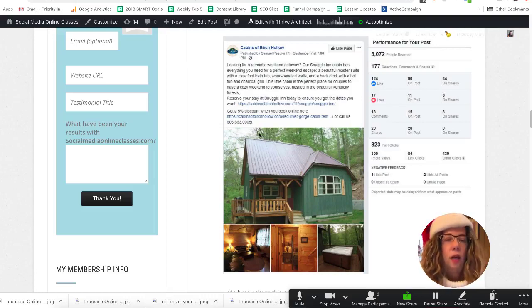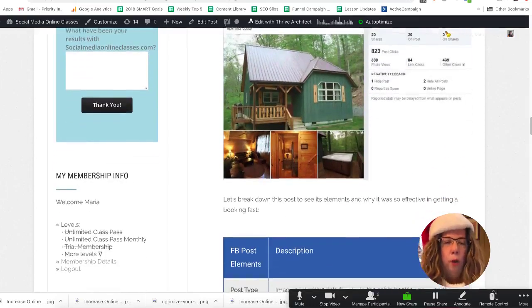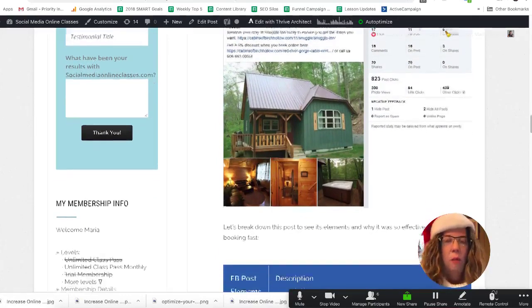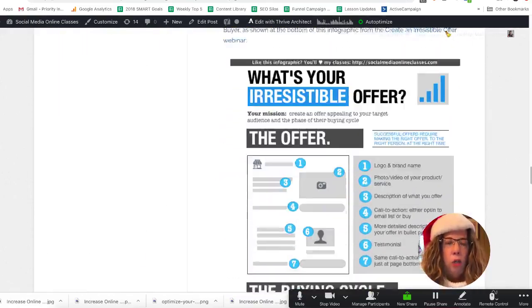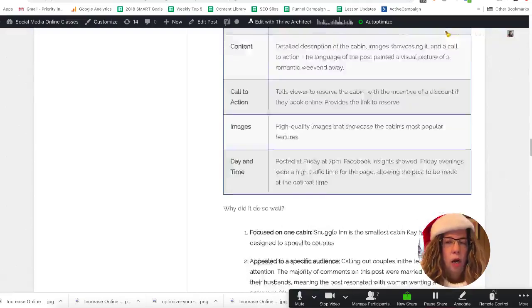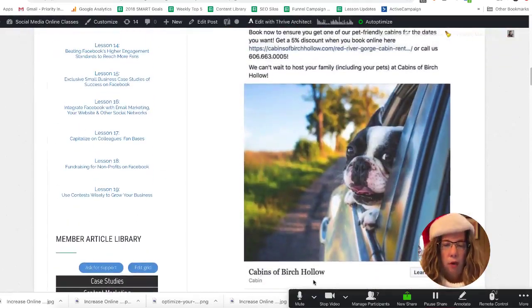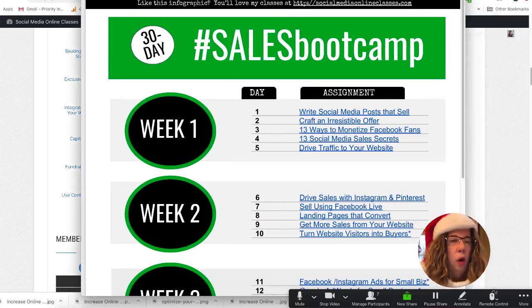So this post was about one cabin, and it was so popular that women were tagging their husbands on it to get them to book it. So again, no ad, just a basic social media post. And we break down exactly what you need to do here in this. I'm not going to go through all this, but you have it in the infographic. All right, so that's the first thing, how to write social media posts that sell. That doesn't require an ad.